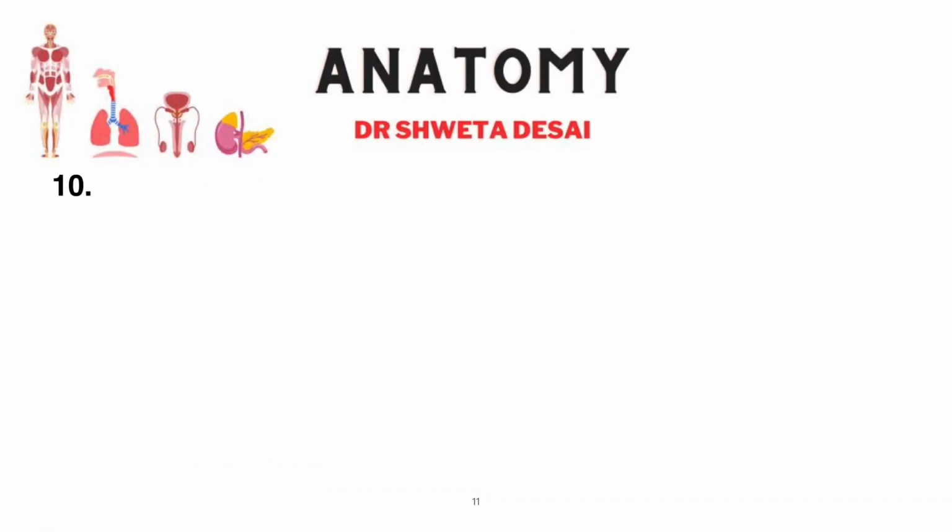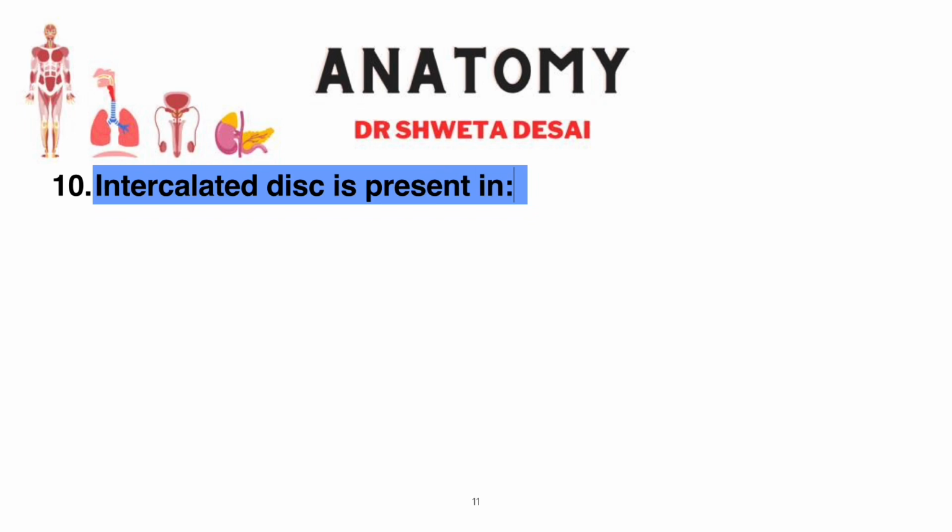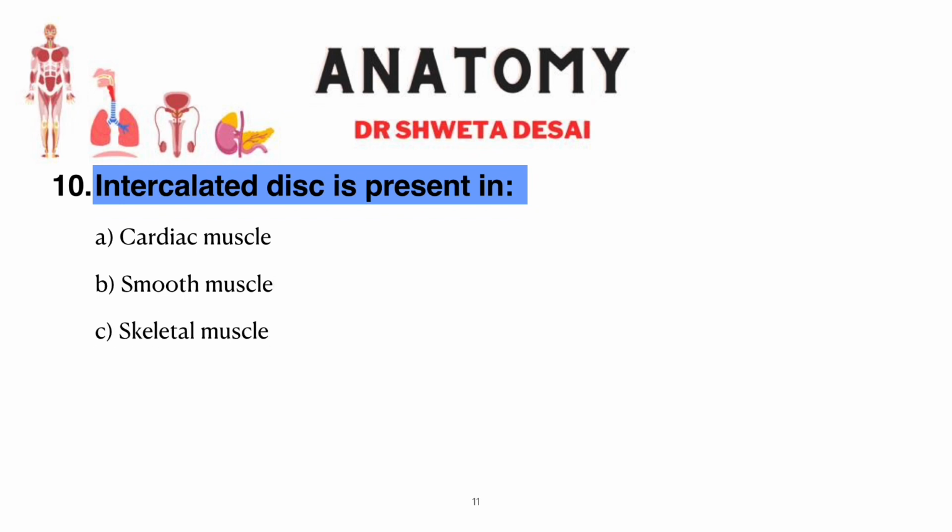Question number 10. Intercalated disc is present in: A. Cardiac muscle, B. Smooth muscle, C. Skeletal muscle, D. All. The correct answer is A. Cardiac muscle.